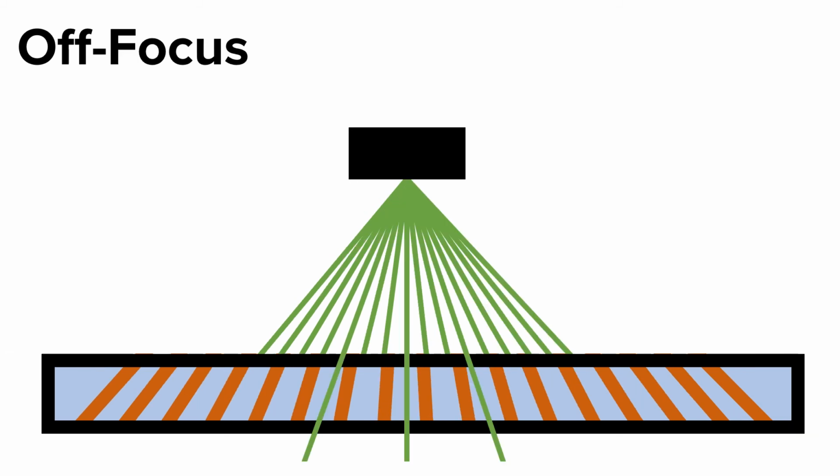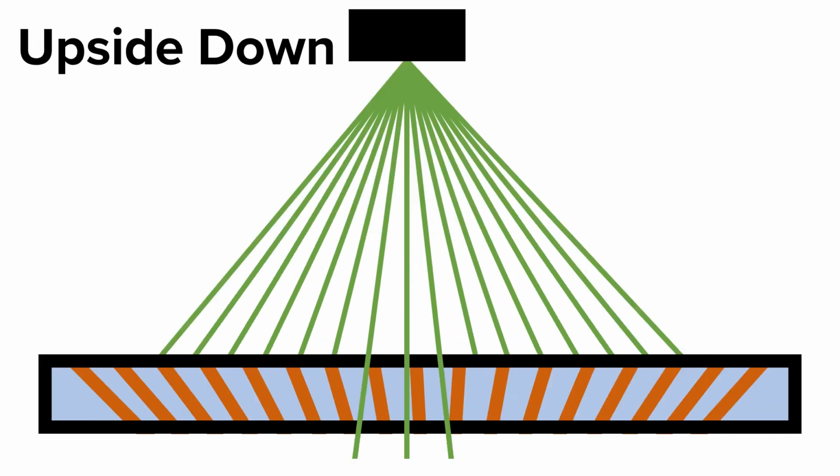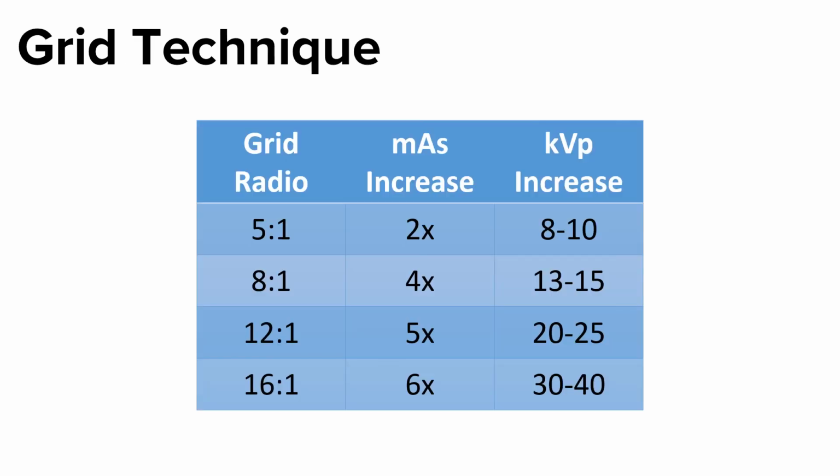An off-focus grid error is perpendicular with the central ray, but the SID does not match what is required for that grid. This causes grid cutoff. Finally, an upside-down grid error is perpendicular with the central ray and is positioned properly. However, it was placed upside down. This too causes grid cutoff.